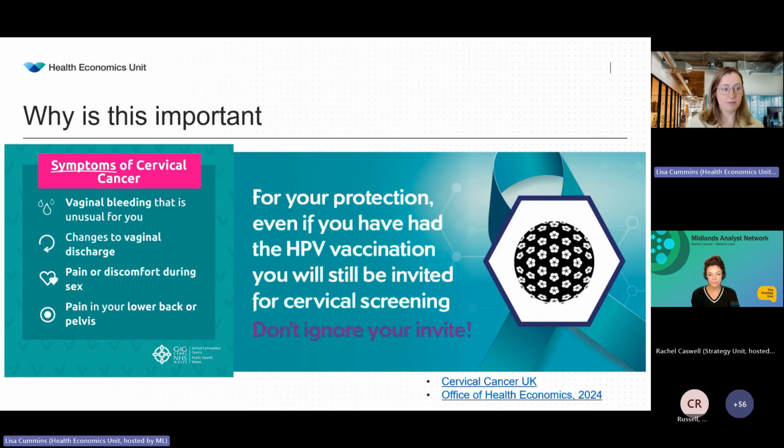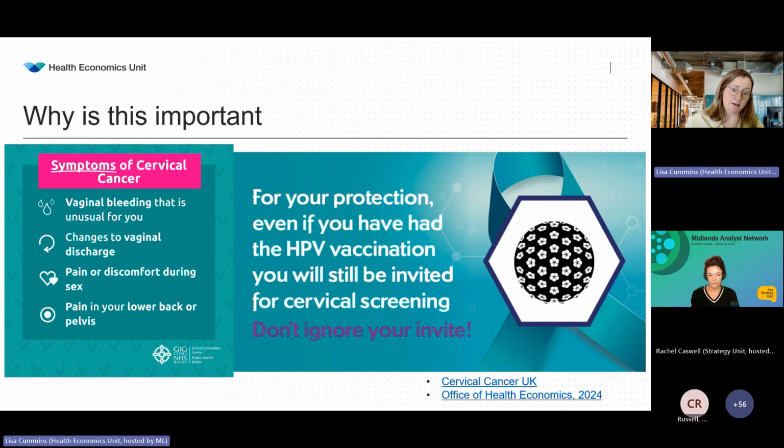So why is this important? Why is cervical cancer important? It's a highly prevalent disease in women. Each year there are around 3,300 cases diagnosed across the UK, and there are around 850 deaths as well. So 850 people die from cervical cancer each year in the UK.